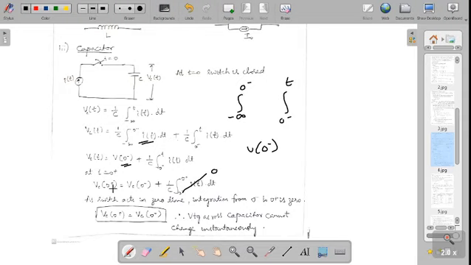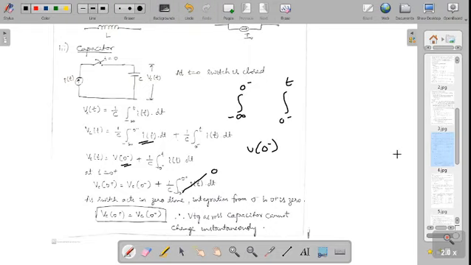Vc of 0 plus is equal to Vc of 0 minus. So the voltage across a capacitor cannot change instantaneously. The voltage across this cannot change instantaneously. It opposes the sudden change of voltage. So this is regarding the capacitor. The inductor was opposing the sudden change of current, whereas the capacitor opposes the sudden change of voltage.